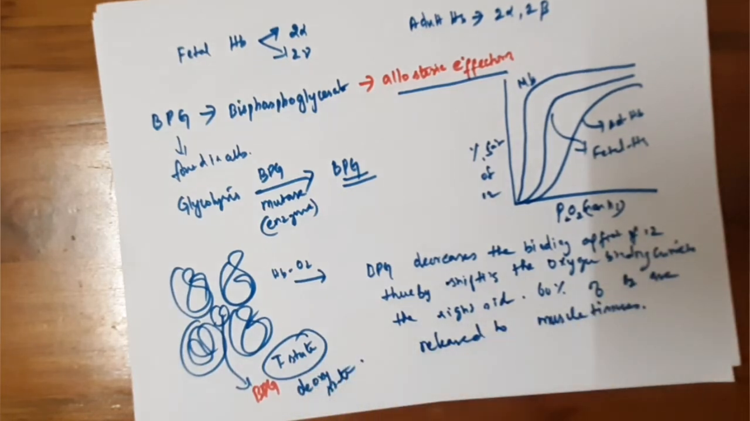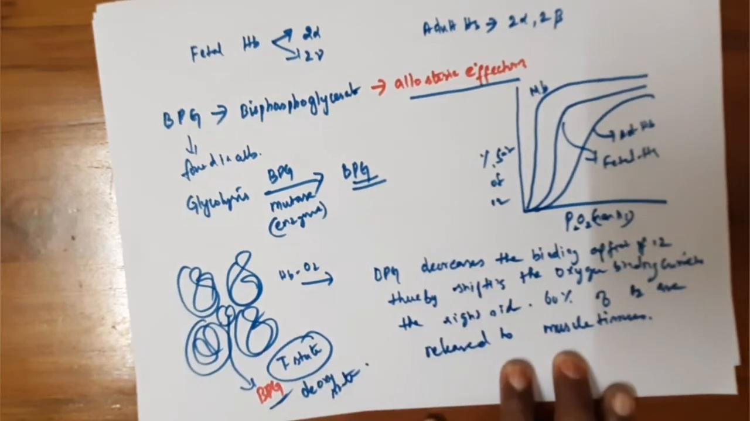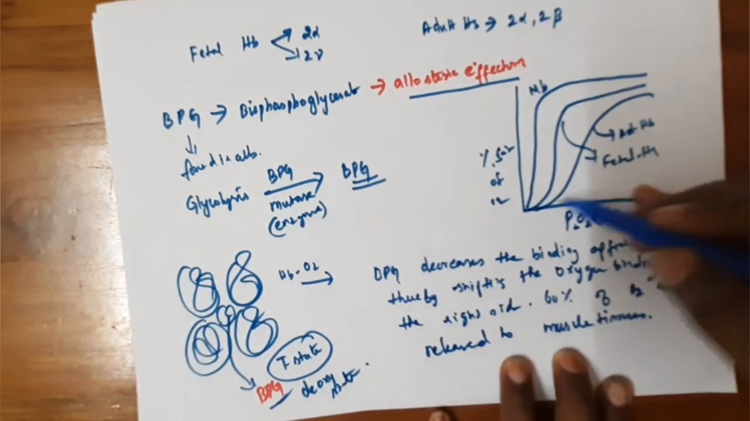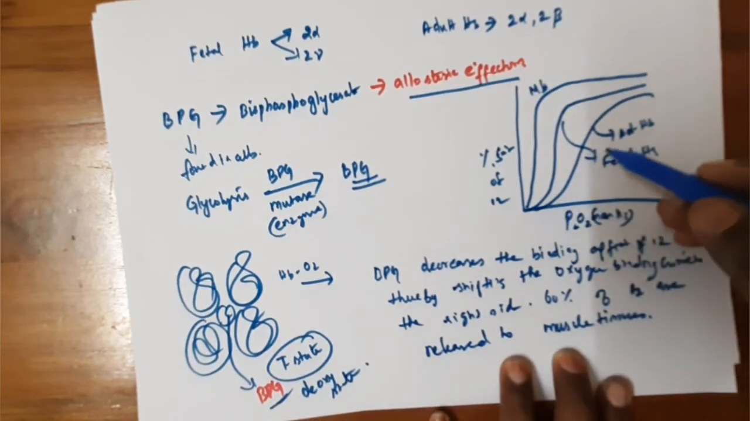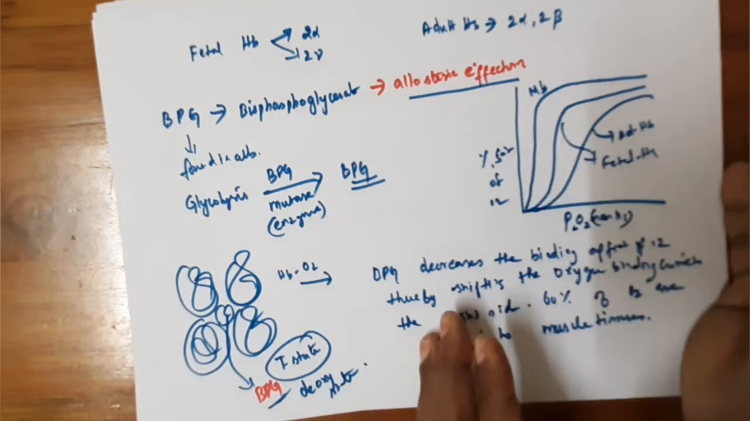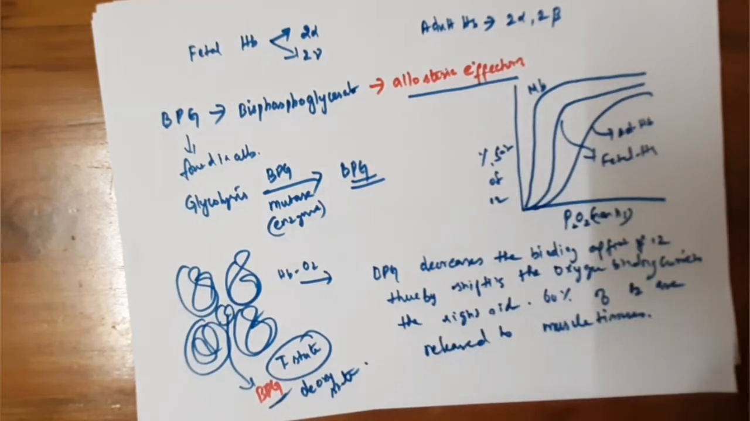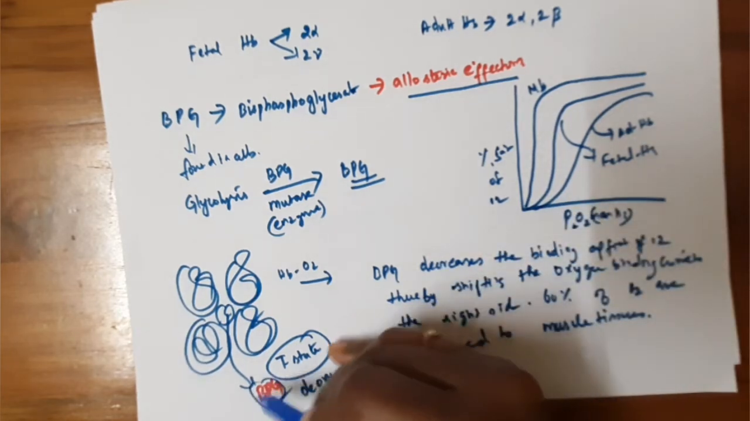So some of the hemoglobin was in the T state. The T state form was retained by this BPG molecule. The curve is shifted to the right side. That means the deoxy form is not completely converted into oxyhemoglobin, so some of the deoxyhemoglobin is retained in the lungs. This was done by this BPG.